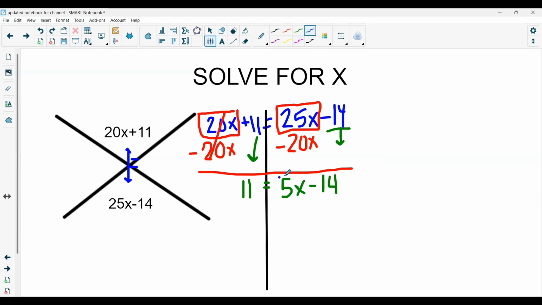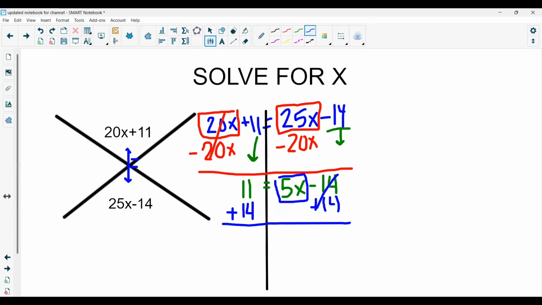Okay. Remember, we're trying to get this variable here by itself. So I have to get rid of whatever is on the side of it first, which is a minus 14. What's the opposite of minus 14? Plus 14. And whatever I do to one side, remember, we have to do it to the other. Okay. And I cannot forget my plus sign. It tells me what to do. Okay. So now that goes away.